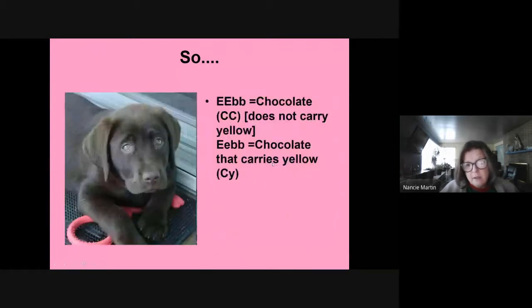And here we're going to have a chocolate lab that's not carrying anything else. It's not carrying any yellow. And here we have a chocolate lab that does carry yellow. You can see that by the little e there.